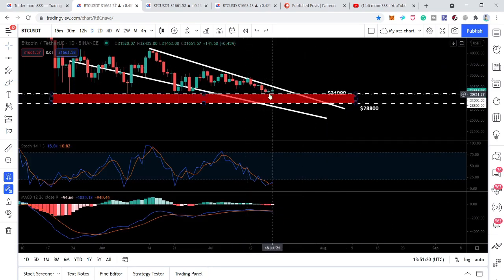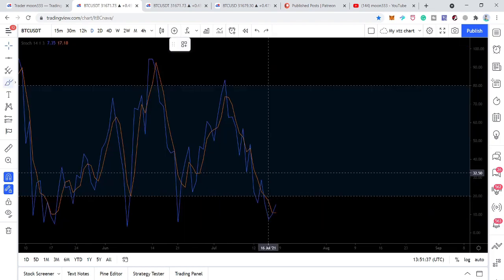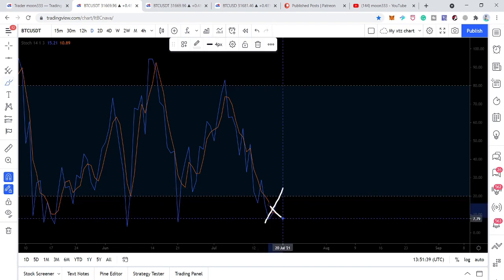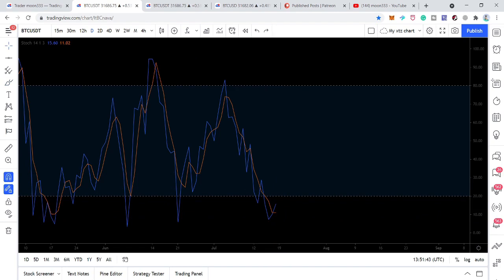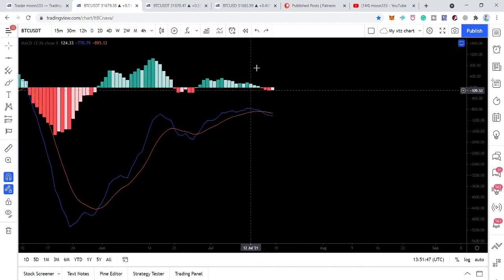Now this time the candlesticks are already at the resistance of the falling wedge. Therefore we can expect a breakout from the resistance of the falling wedge this time, because the candlesticks are already at the resistance. We have received these two bullish signals, and you can see that this blue line of the stochastic has crossed up this red line. That is the buying signal of the stochastic as well. So we have received the buying signal by the stochastic and the bullish signal by the MACD as well.